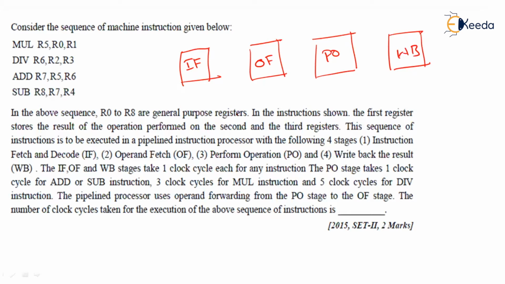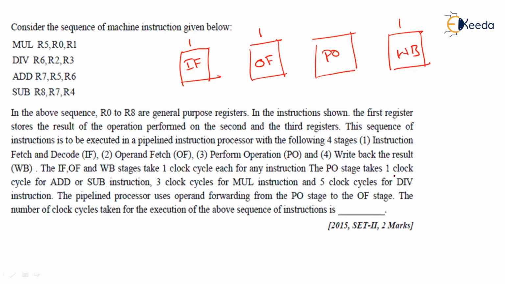Here each of these stages, instruction fetch, operand fetch, and write back, will take 1 clock cycle each for any operation, either an addition, subtraction, multiplication or division. Each of these stages will take only 1 clock cycle for any of the operations. But perform the operation is different. That is because the perform the operation stage takes 1 clock cycle for addition and subtraction, 3 clock cycles for multiplication, and 5 clock cycles for division.